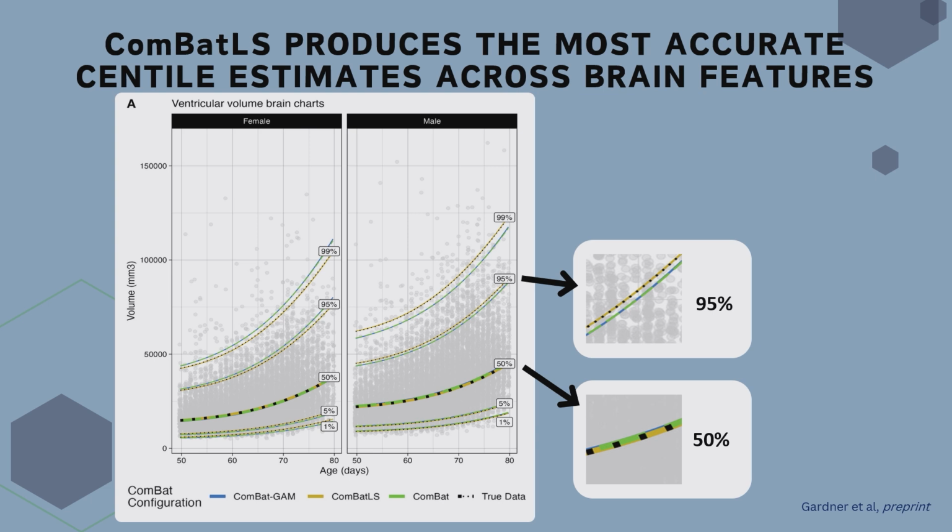However, if you look at the 95th percentile, where we might expect to find more individuals in clinical groups, you find that ComBat, which is in green, and ComBatGAM in blue, are slightly underestimating where that cutoff is for males and overestimating it in females. Meanwhile, we see that ComBatLS, which is in yellow, is still right on target. And then this becomes even more evident if you move somewhere more extreme, like the 99th percentile.